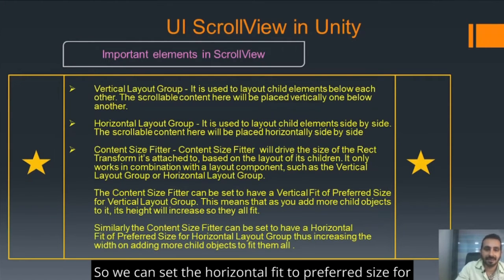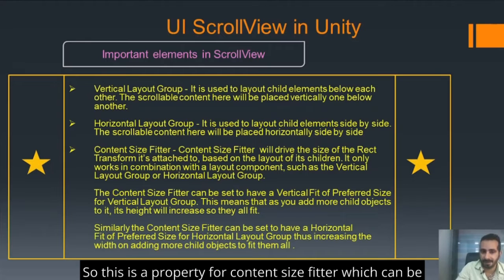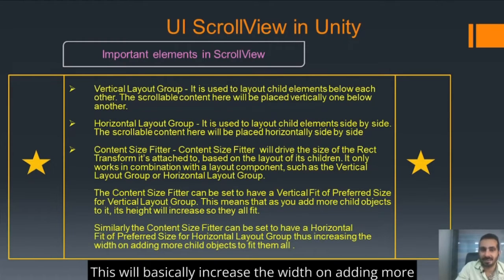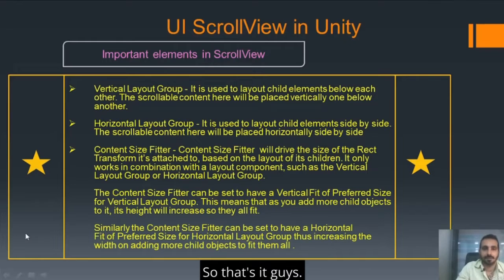So we can set the horizontal fit to preferred size for content size fitters. This is a property for content size fitter which can be set to preferred size. This will basically increase the width on adding more child objects and fit them all.